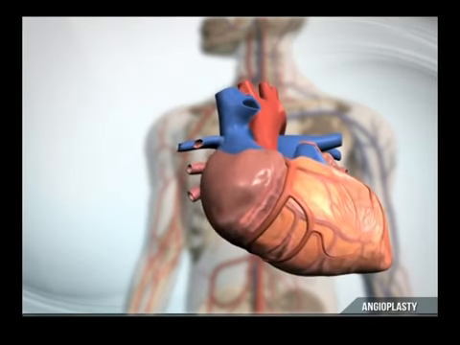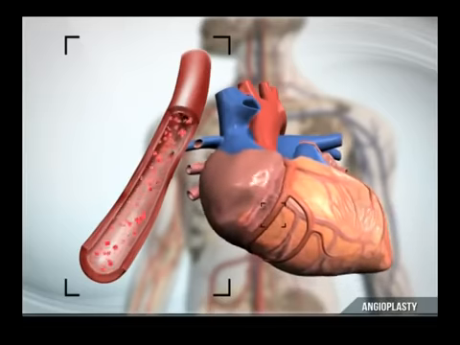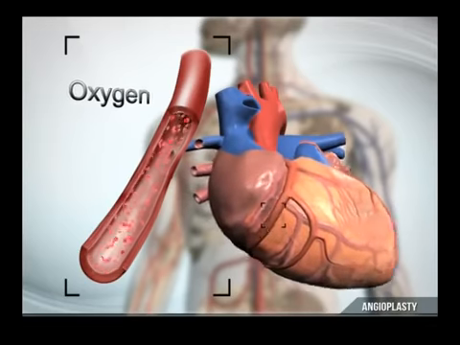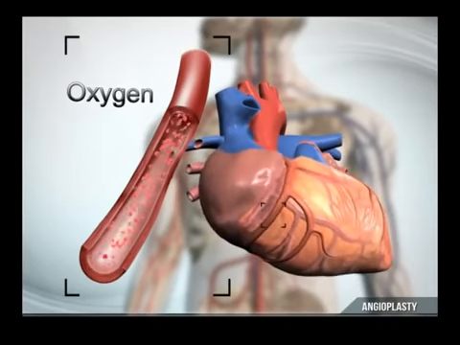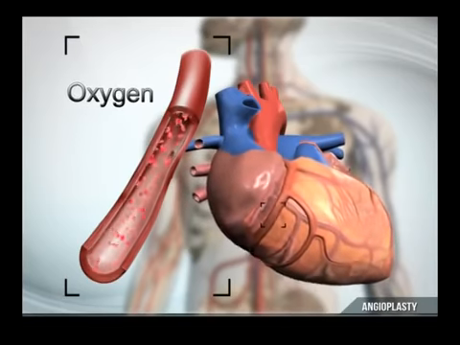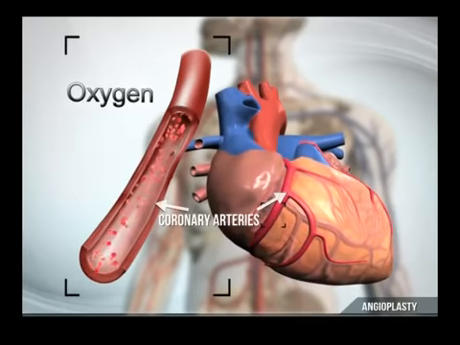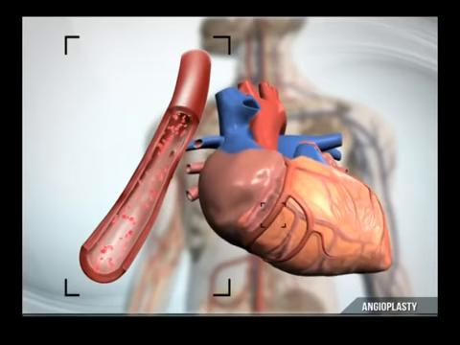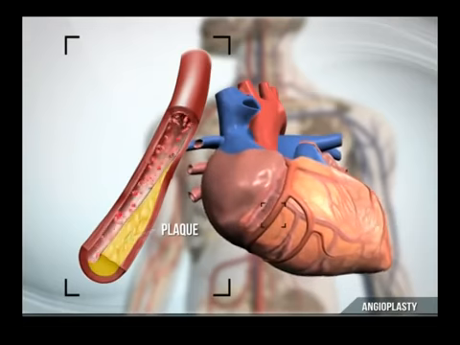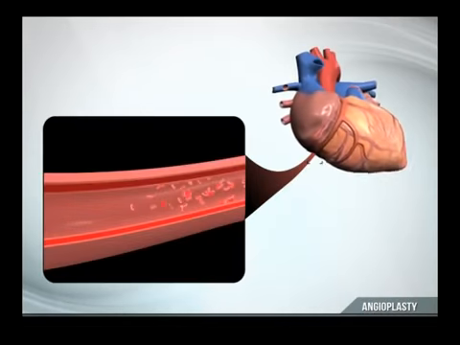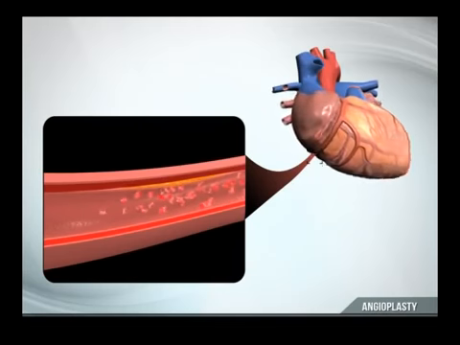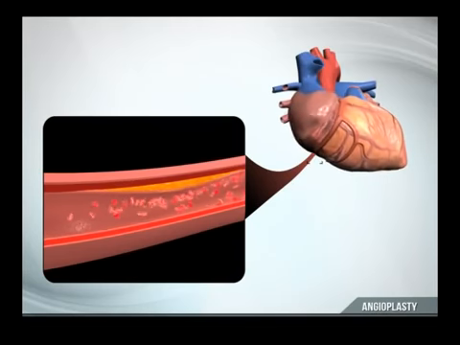Like any other living tissue, heart muscles need blood and oxygen supply for their normal functioning. The blood vessels that supply blood and oxygen to the heart muscles are known as coronary arteries. Cholesterol deposition on the wall of this artery is called plaque. Formation of plaque in the blood vessels causes narrowing of the blood vessels.